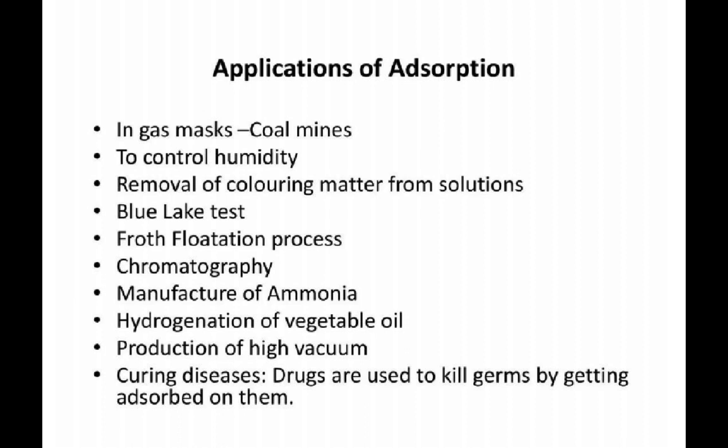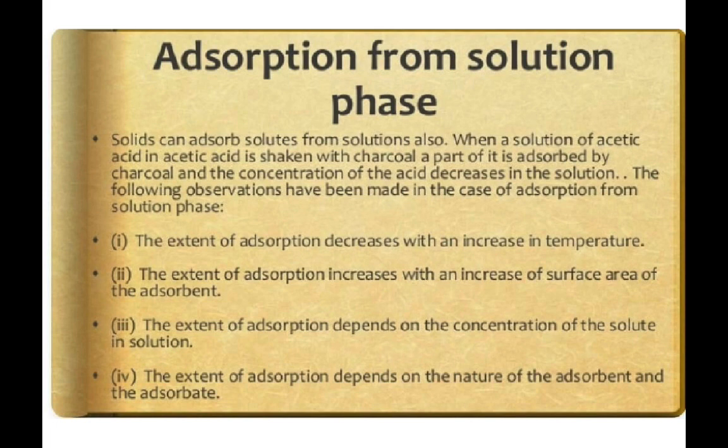Then we have adsorption indicators, like in certain precipitates of silver halides, the surfaces have the property to adsorb some dyes like eosin, fluorescein, etc., and it produces a characteristic color at the end point. Then chromatographic analysis, which is based on the phenomenon of adsorption, finds a lot of application in analytical and industrial fields. So just remember all these important applications of adsorption.